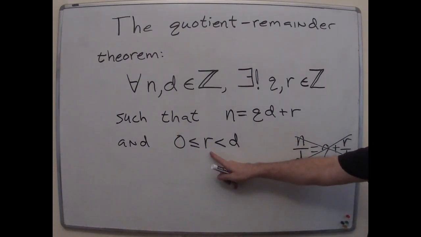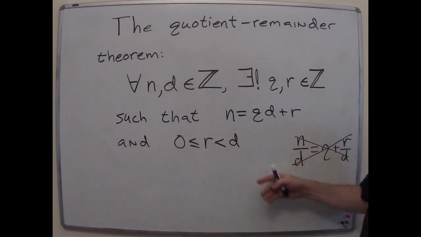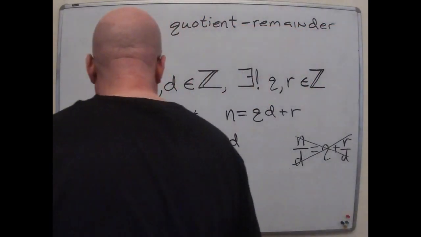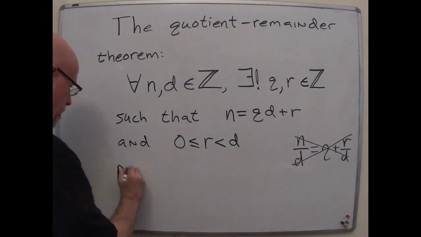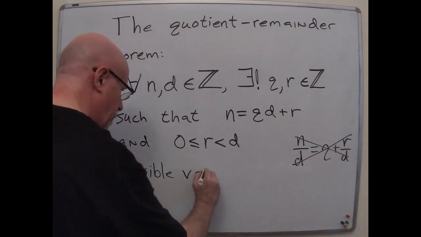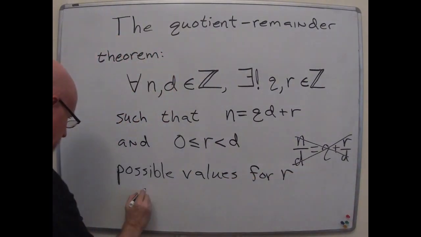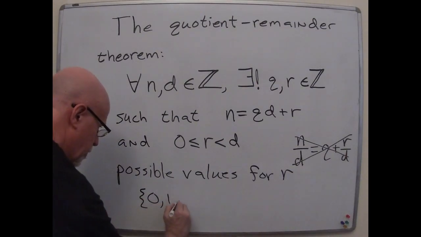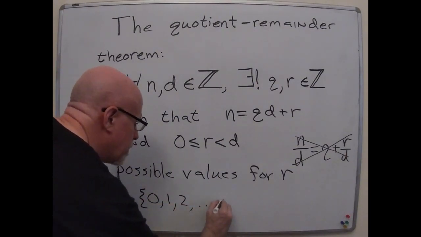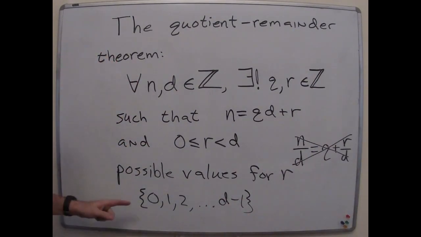And what does that tell you? If R is an integer, and it's in this finite range, there's only a finite number of possibilities for R. This is not part of the theorem. I just want to point it out to you. The possible values for R, that's a finite collection. It can be 0, 1, 2, all the way up to d minus 1. So how many numbers are there in a list that starts at 0 and ends at d minus 1? There's actually d of them, d numbers like that.